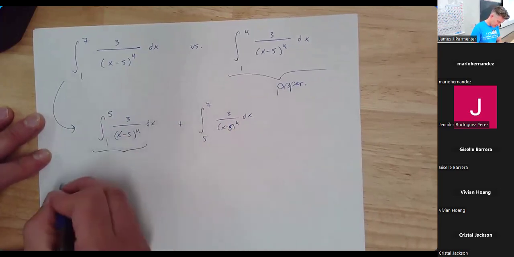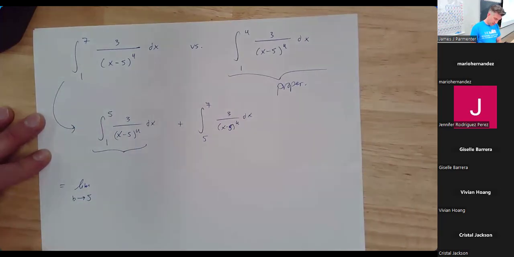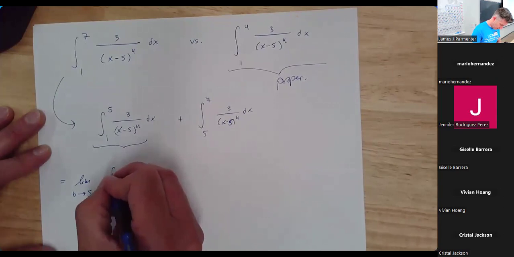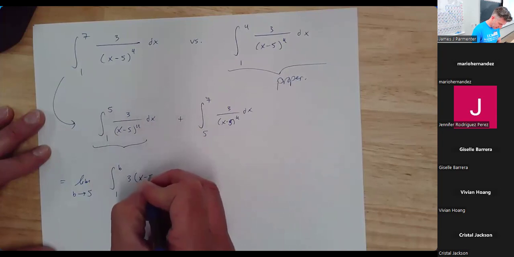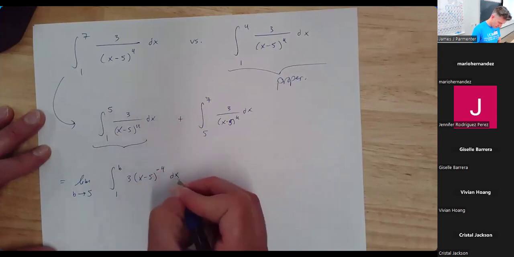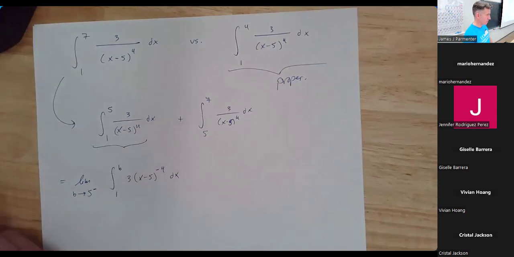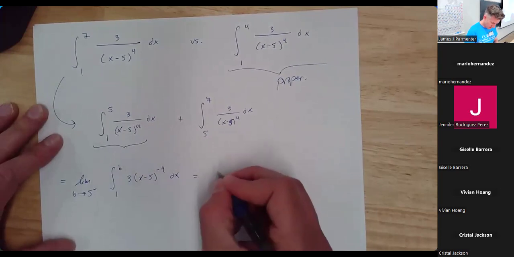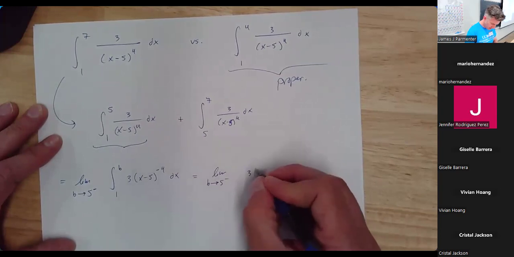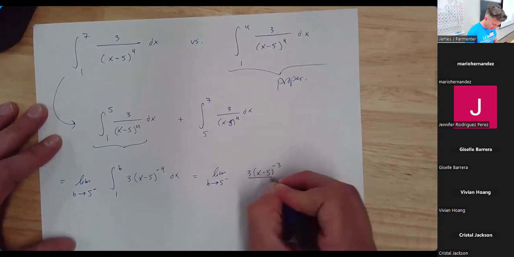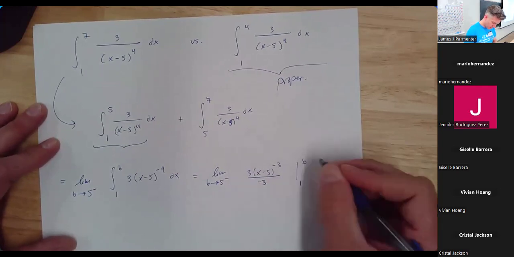So looking at this piece, we're going to write that as the limit as b approaches 5, because we have to replace the problem point with a placeholder, of the integral from 1 to b. And let's write this as 3 times (x minus 5) to the negative fourth. And again, we're technically approaching 5 from the left because we're between 1 and 5, which means we're less than 5. We write the limit as b approaches 5 from the left. The antiderivative here is 3 times (x minus 5) to the negative third divided by negative 3. We can cancel some negatives, from 1 to b.